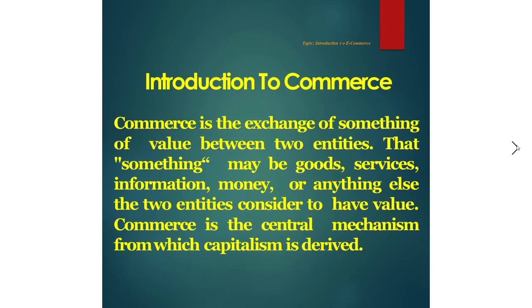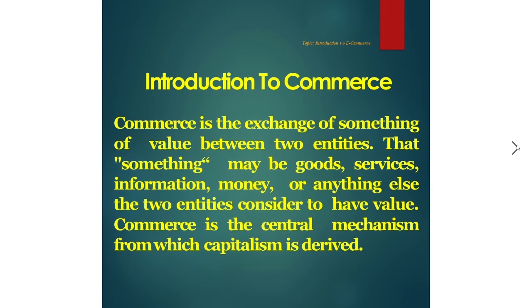Okay, look at that. Presently, commerce is exchange of goods for value, or goods or services for money, or anything that the two entities consider to have value. Commerce is the central mechanism from which capitalism is derived. Commerce is nothing but trade or exchange of something for value between two entities. I will buy a laptop and I will pay money. So I have exchanged the value, money, for the laptop, which is a product. So commerce is exchange of something between two entities.